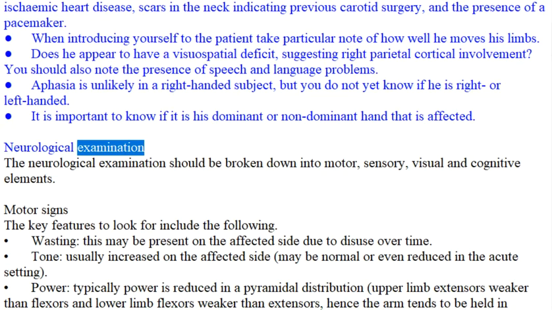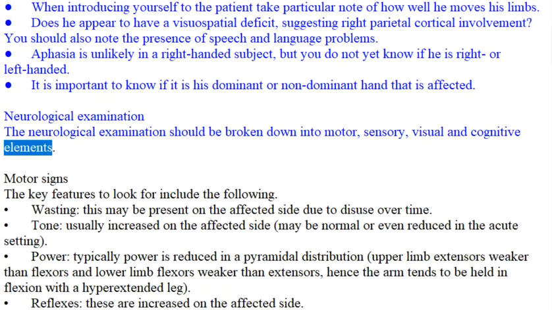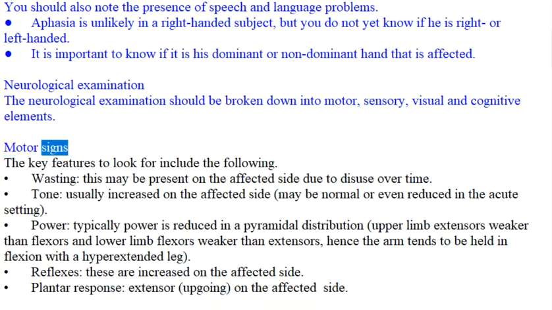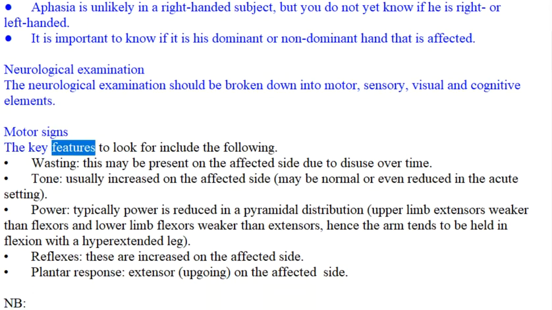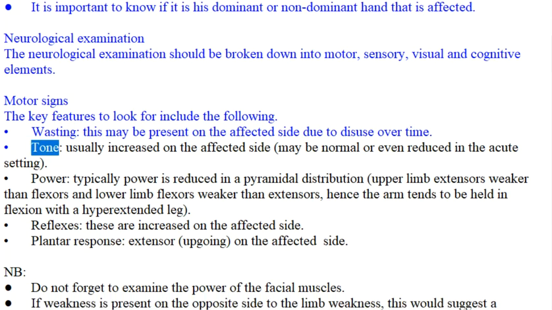Neurological examination. The neurological examination should be broken down into motor, sensory, visual and cognitive elements. Motor signs. The key features to look for include the following. Wasting. This may be present on the affected side due to disuse over time. Tone, usually increased on the affected side, may be normal or even reduced in the acute setting.